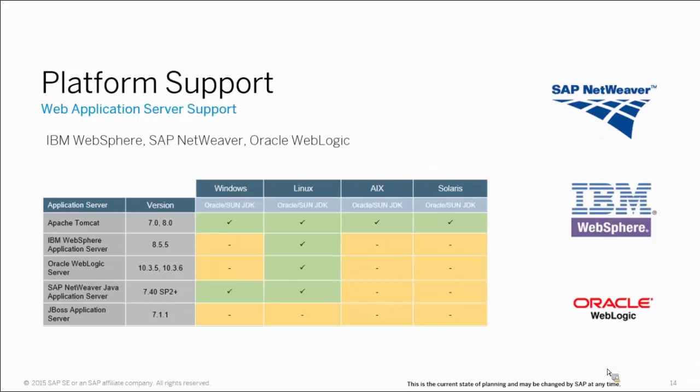We have improved web application server support. So with this 1.30, we have IBM WebSphere, SAP NetWeaver, and Oracle WebLogic also included apart from Tomcat. And these servers are specifically supported for Linux OS, except for NetWeaver, which is supported for both Windows and Linux.